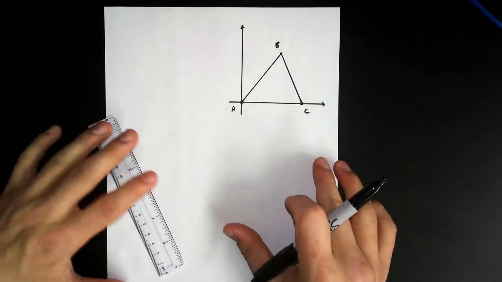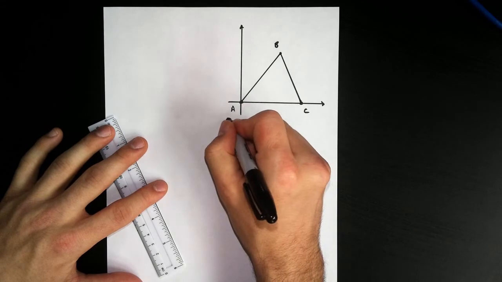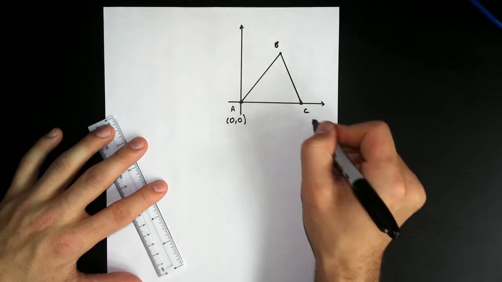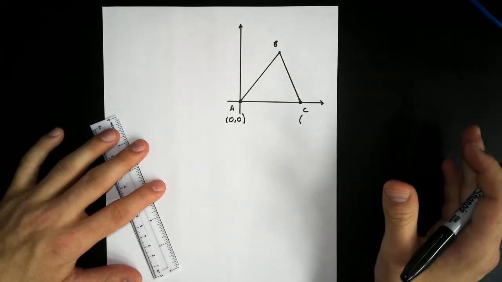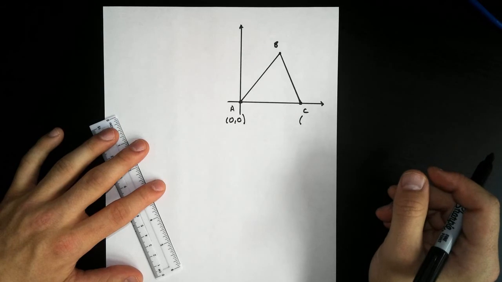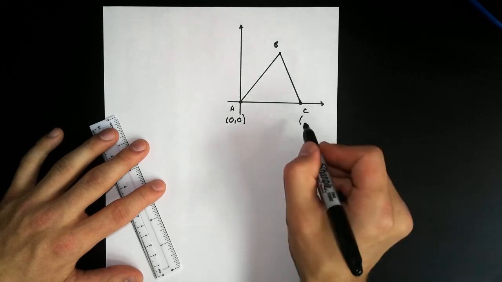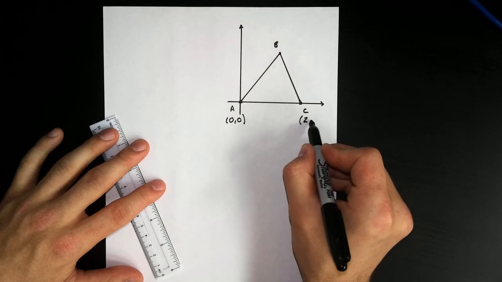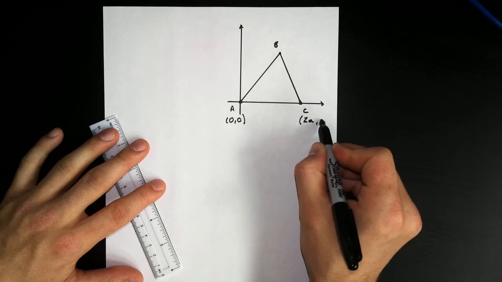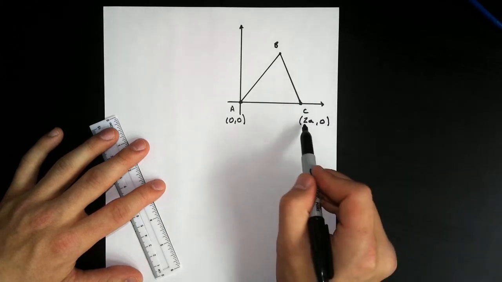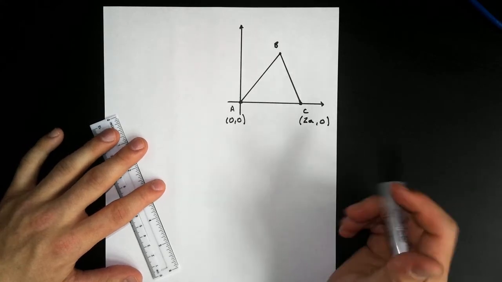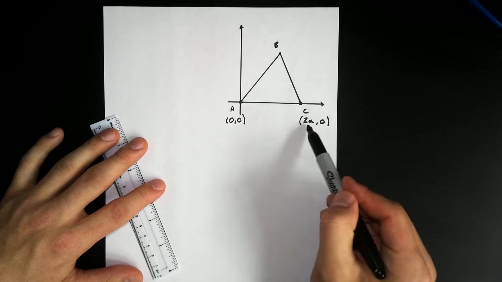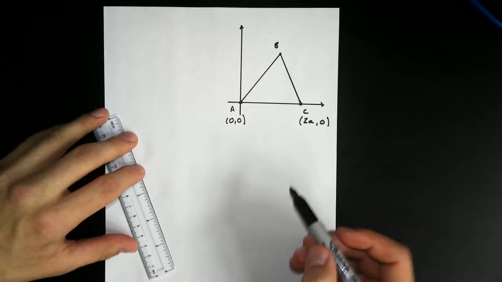Okay. Now I need to assign coordinates to each of these. So we know that this one is 0, 0. Point C, it's somewhere along the x-axis. I want this to be completely arbitrary, so we need to use a variable to represent this. And I'm actually going to use the value 2a. And I know the y value is 0. I'm using 2 times that because I know eventually I'm going to be dividing by 2 because I'm using midpoints. So just to make it easier, I'm planning ahead and using 2.